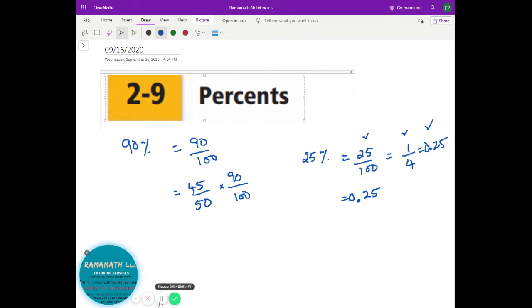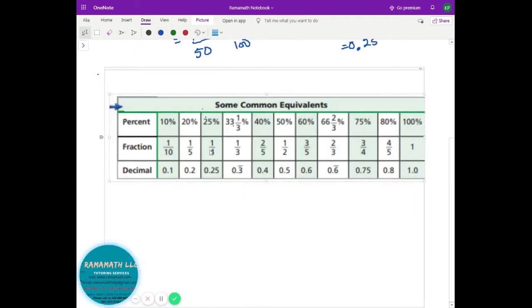So that's really important to know, how to convert each back and forth. These are some common equivalents. Anytime you look at a percent, fraction, decimal, there are three different formats you can see. For example, 100% means it's a 1, and if you write it, it's 1.0. If you say 50%, that is 1/2, and it's 0.5.